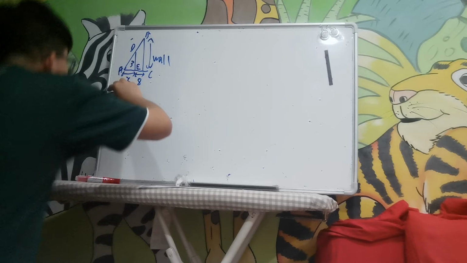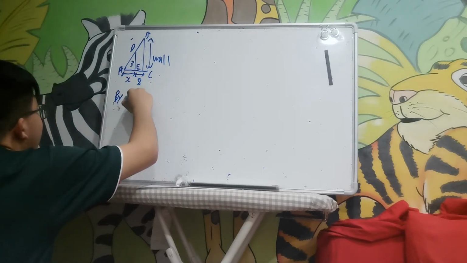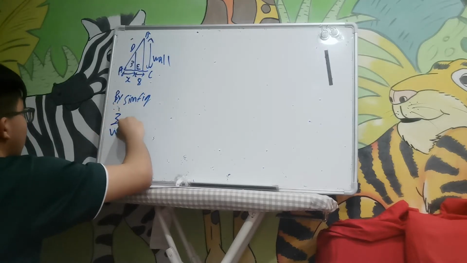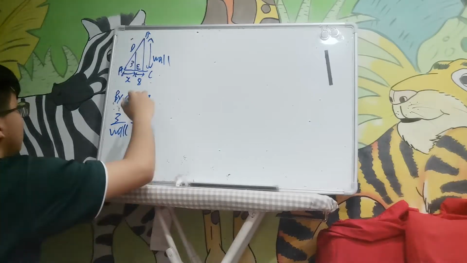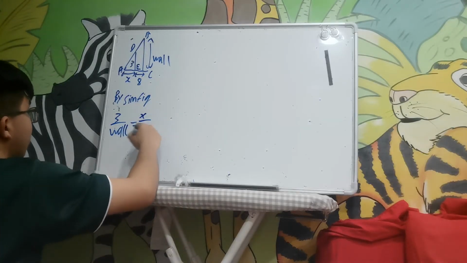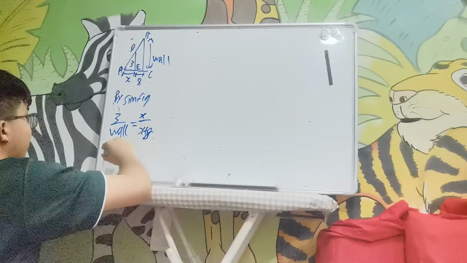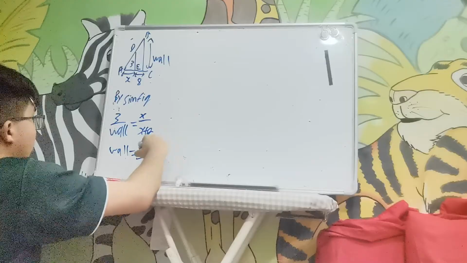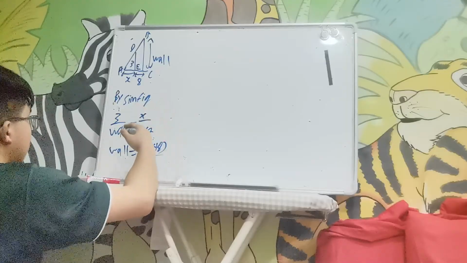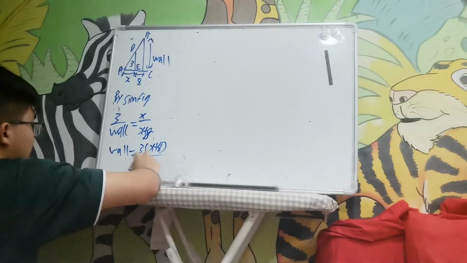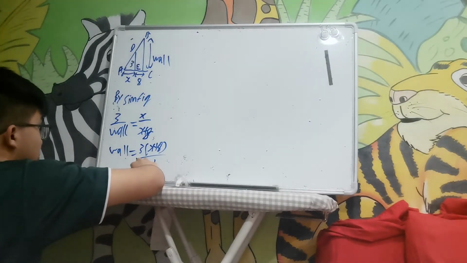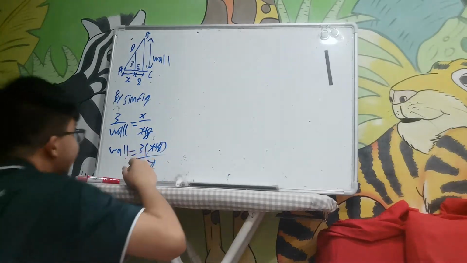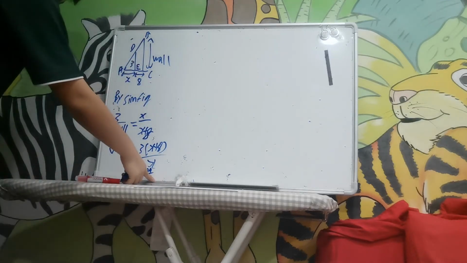So now, by similar figures, let's go. The short height over wall equals the short length over the long length. So by doing simple math, wall equals 3 plus 8 over x. Pretty sure it's correct. So let's simplify it a bit. Equals 3 plus 24 over x. This should be 8, this should be x.